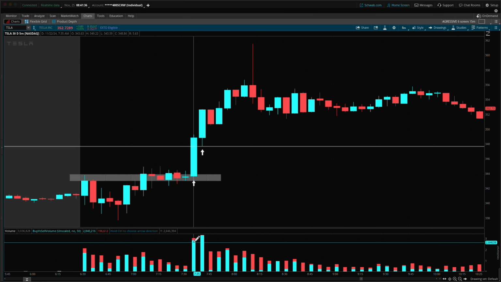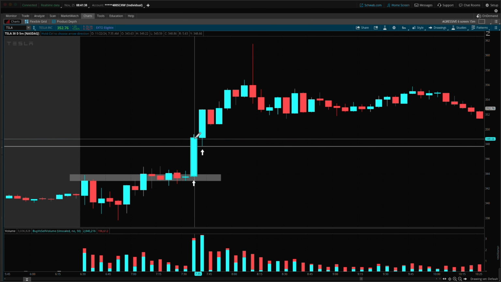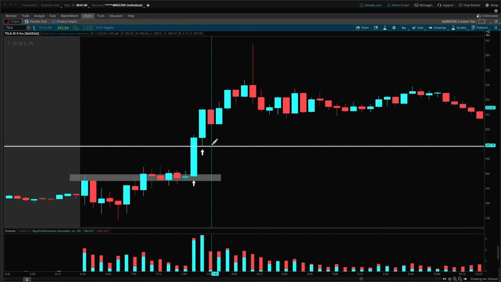Volume's going crazy. Massive buyer volume. Nice breakout to the upside, above your most recent resistance, which is now supposed to be a support. And this is the retest. Everything lined up perfectly for a nice break and retest strategy.